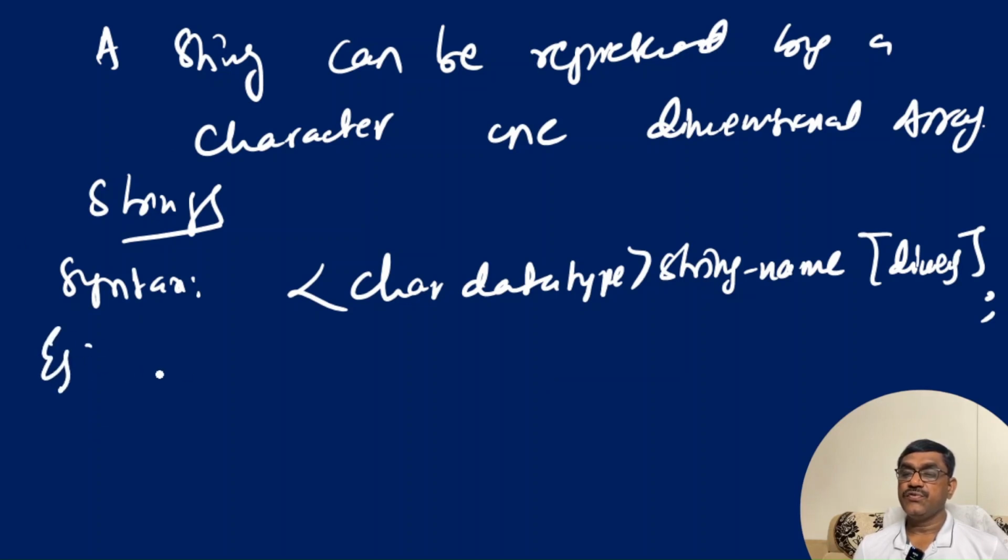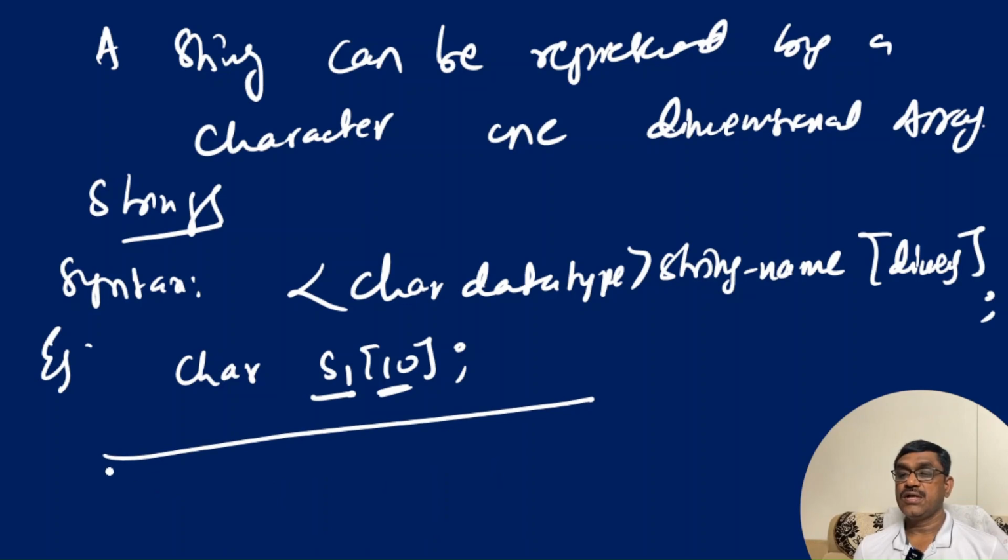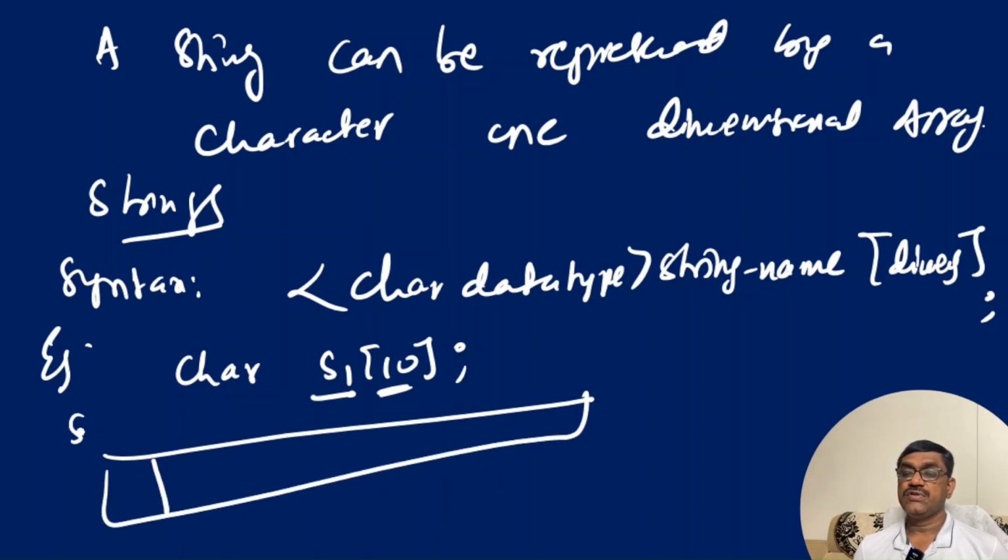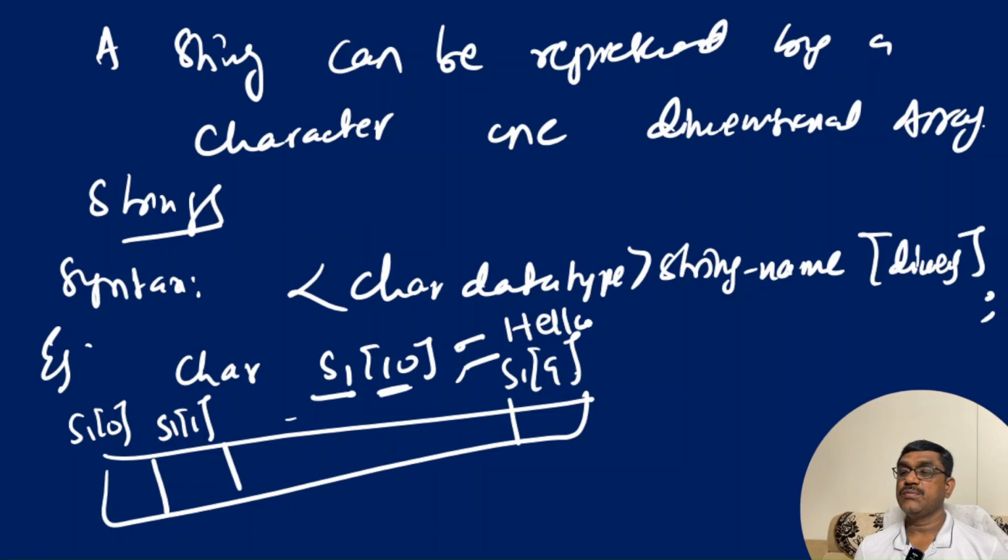For example, if you take char S1 of 10, the character array S1 is going to contain how many memory locations? 10 locations, starting with S1 of 0, then S1 of 1, and finally S1 of 9. So 10 memory locations are reserved. Now, after the declaration, if you write a definition like S1 of 10 equals "hello" in double quotes, what happened? It is stored like this: H, E, L, L, O.